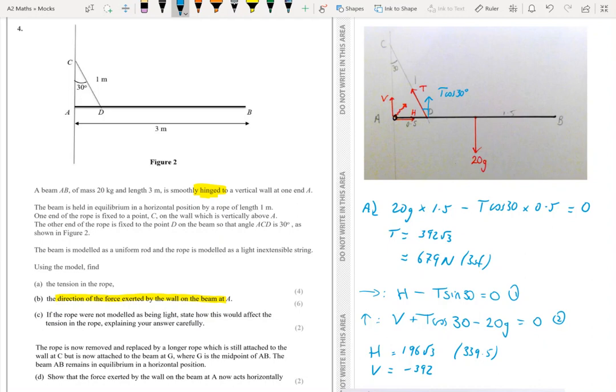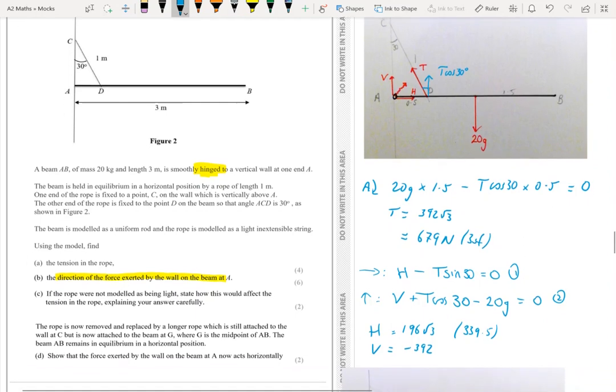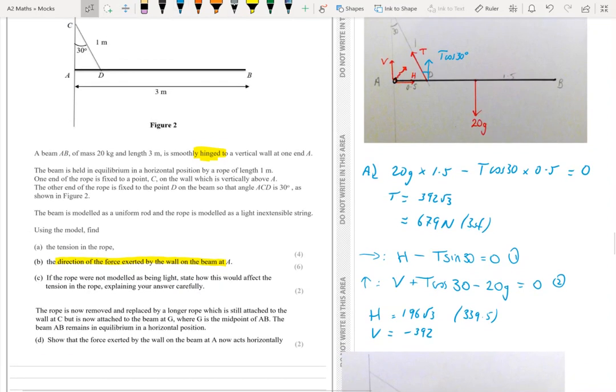That negative sign tells me it's actually acting vertically downwards. That's no problem at all. We'll just correct that when we find the direction. Okay, so let's scroll down a little bit.